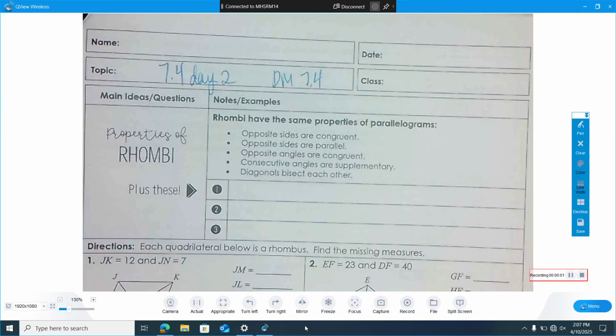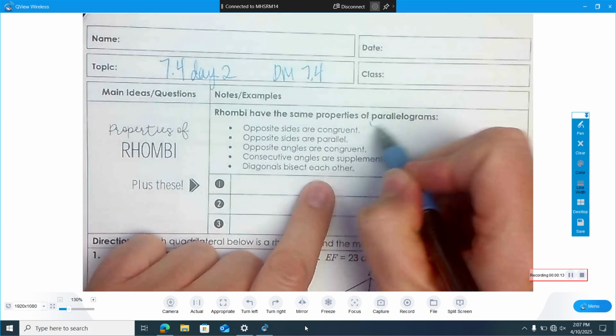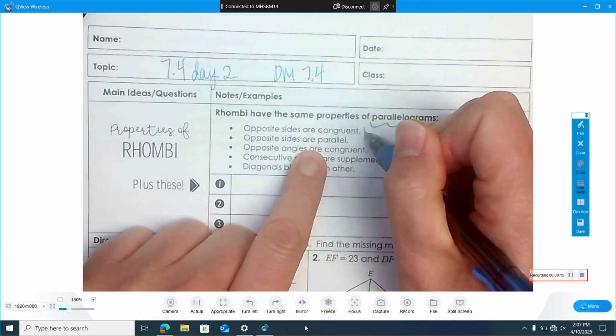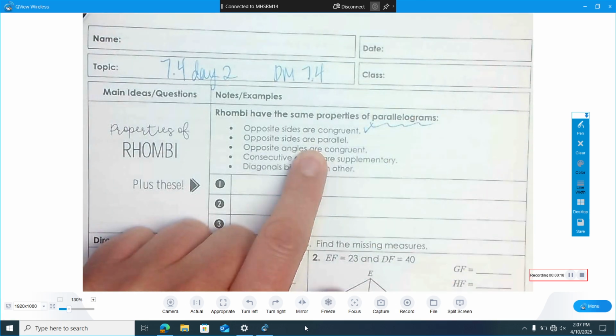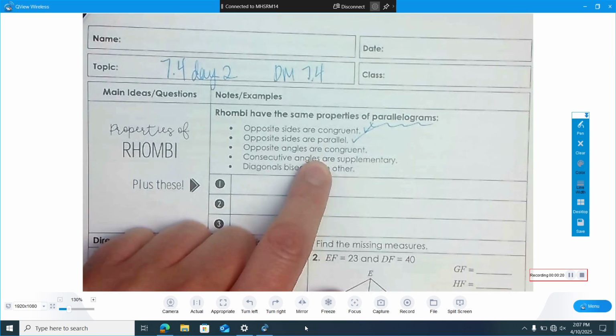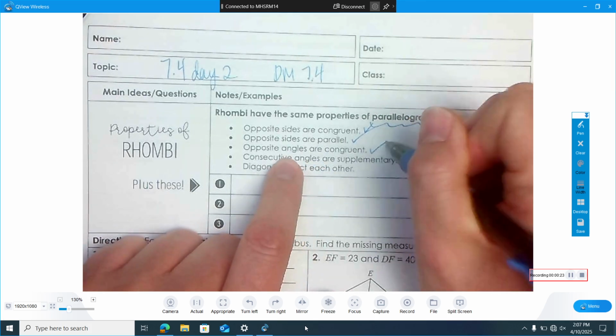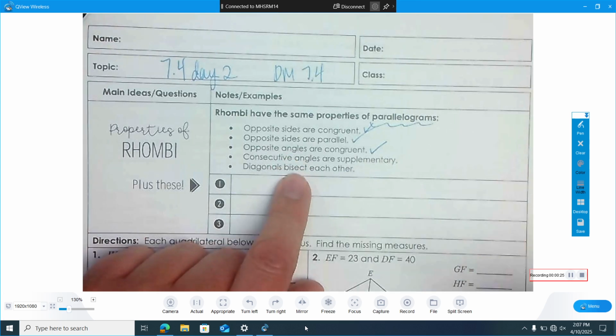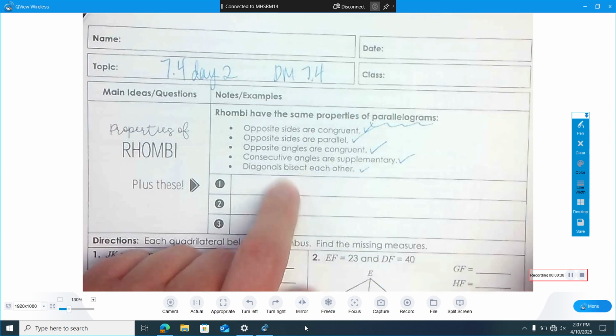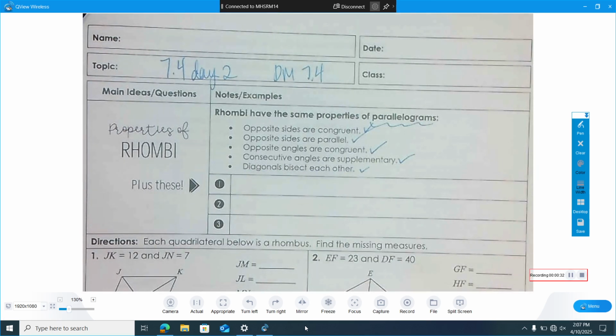Quadrilateral land. What is a quadrilateral? Four sides. Any four sides. Within quadrilaterals, we have more specifically parallelograms. And parallelograms have two opposite sides that are congruent, opposite sides are parallel, opposite angles are congruent, consecutive angles are supplementary, and the diagonals bisect each other. So parallelograms, specifically, have two sets of parallel sides. So great thing to remember.